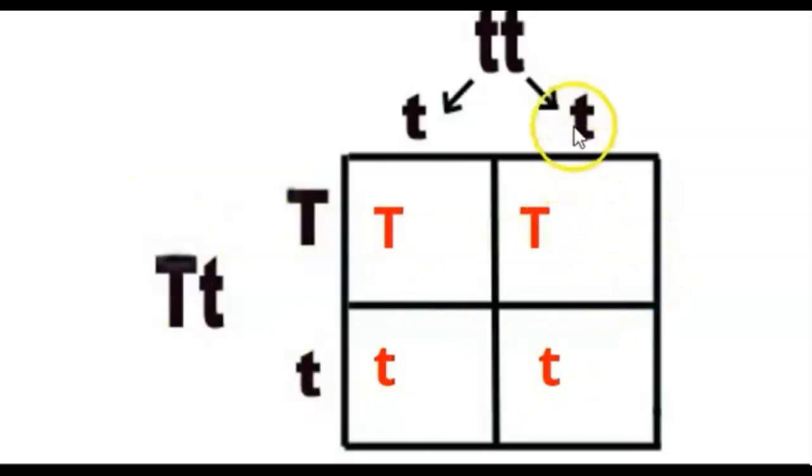So now your next step is to take the father's alleles and bring them down. So this little t is going to go in each box here and here, and this little t is going to go here and here. So it'll look something like this. So this is how you fill in a Punnett square.